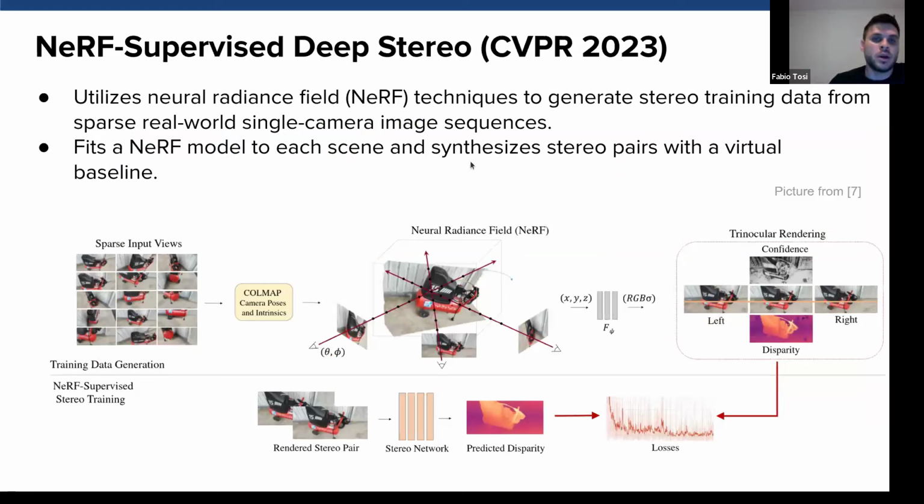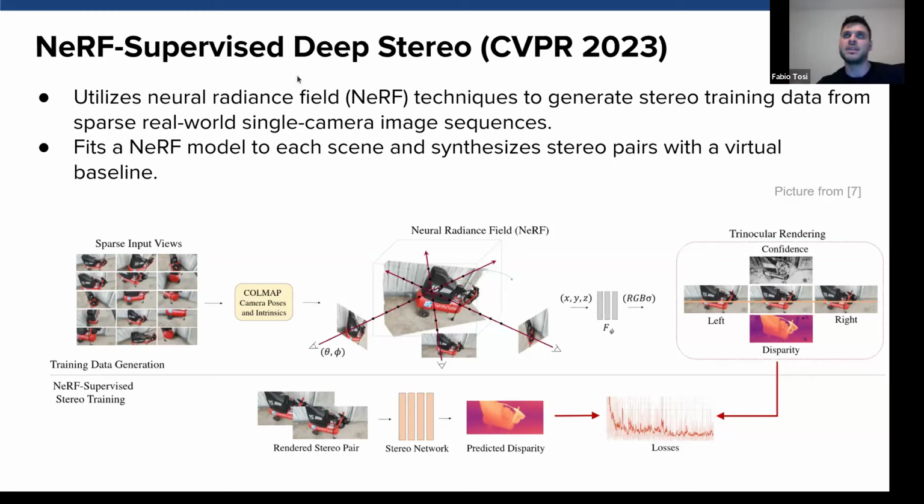Okay, now we are going to discuss the last work in this category, which is NeRF supervised deep stereo. This is a work that we proposed last year at CVPR 2023, and it shares a similar rationale compared to the previous work. In particular, in this case, we don't rely on any monocular depth network, but we rely on neural radiance field techniques to generate synthetic stereo training data. And this is done by exploiting real-world single camera image sequences.